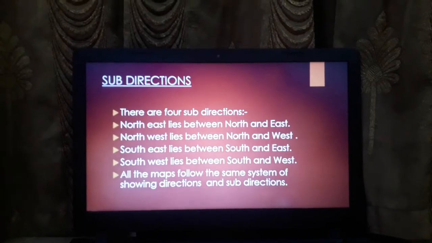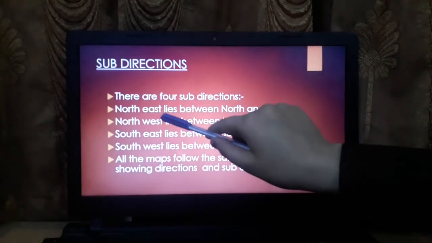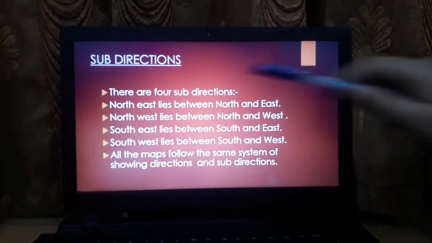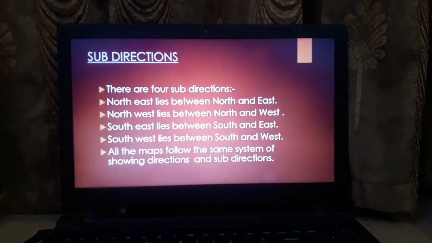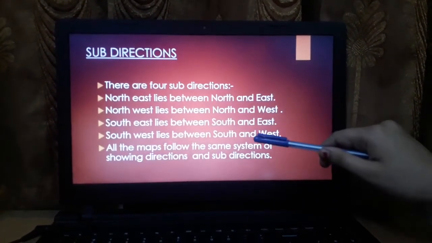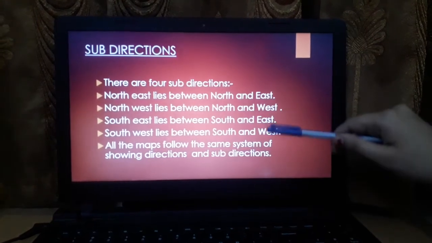Now comes the sub-directions. What are the sub-directions? Northeast lies between north and east, northwest lies between north and west, southeast lies between south and east, and southwest lies between south and west.